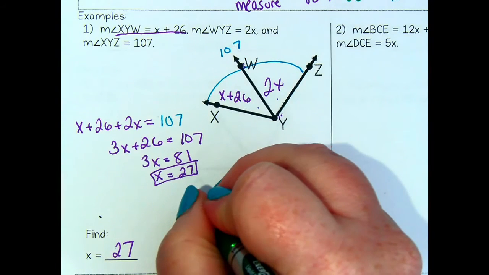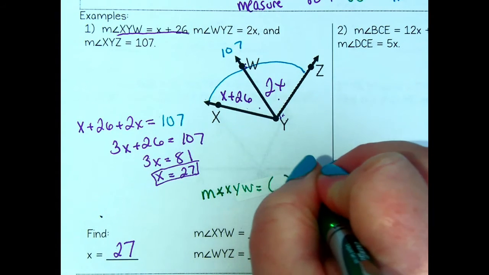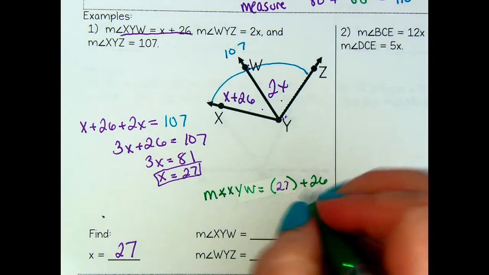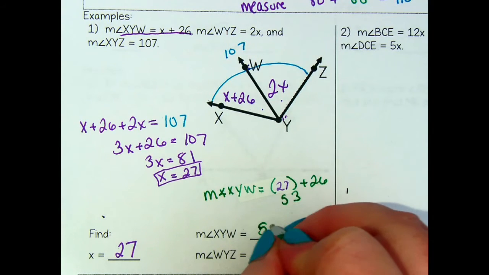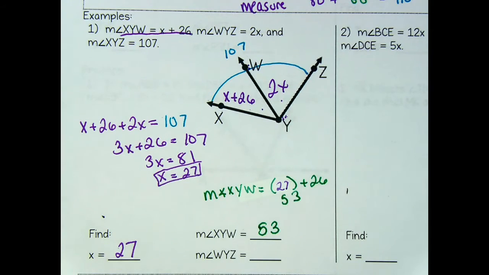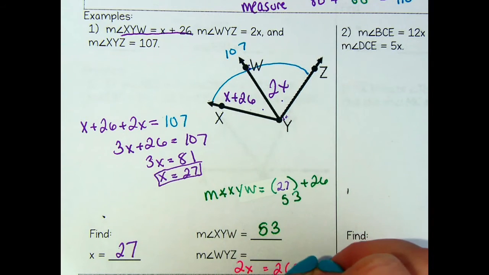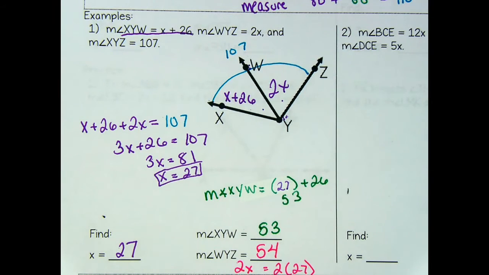I know that the measure of angle XYW is equal to x plus 26. Well, I just found out that x was 27. And 27 plus 26 is 53. So I know that the measure of angle XYW is 53. Now I want to find the measure of angle WYZ. So I substitute. That's 2x, and 2 times 27 tells me that it is 54. And now I have found all the parts of the problem, and there is plenty of work to show.